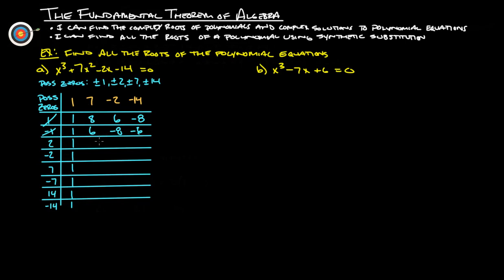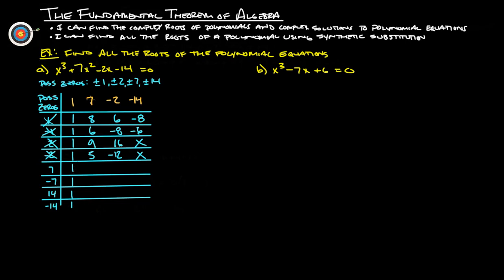2 times 1 is 2, plus 7 is 9. 2 times 9 is 18, minus 2 is 16. 16 times 2 is 32, and negative 14 does not give us 0. So that's all we've got to figure out, is if this equals 0 over here or not. Negative 2 times 1 is negative 2, plus 7 is 5. Negative 2 times 5 is negative 10, and negative 2 is negative 12. Negative 2 times negative 12 is 24, and negative 14 does not give us 0. Right? So on to 7.